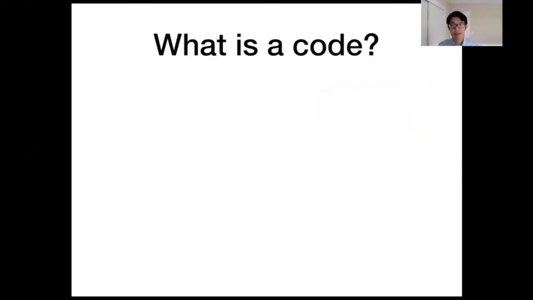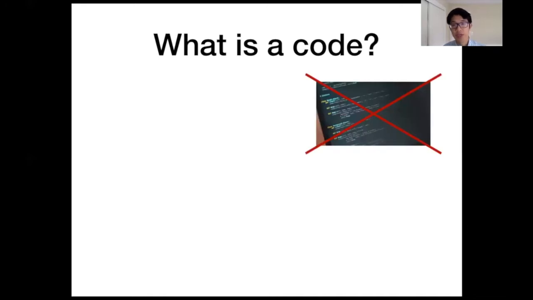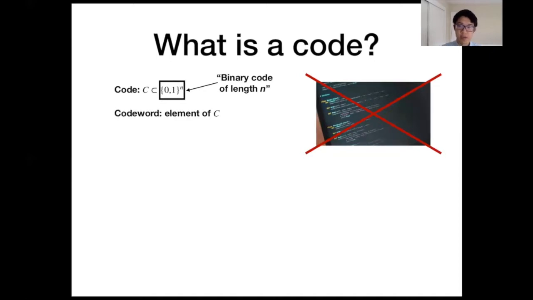So now I'll define everything for you formally. So what is a code? A code is not a Python program. In this talk, a code is simply a set of strings of some fixed length over some fixed alphabet. And here C, we say, is a binary code of length n. Elements of C are called code words.